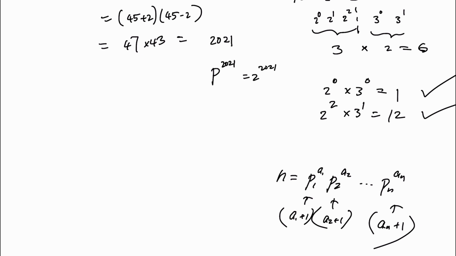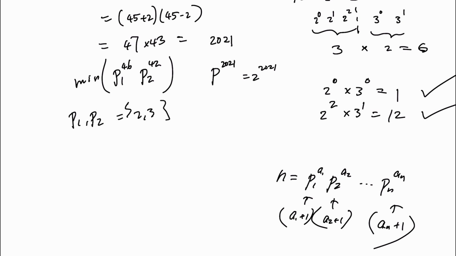And for this, we would have p1 to the 46th power, because 47 is a1 plus 1, times p2 to the 42nd power. Which means that here we would have p1, p2. Well, we want this number to be the smallest. Obviously, for p1 and p2, we want to use 2 and 3 in some order.